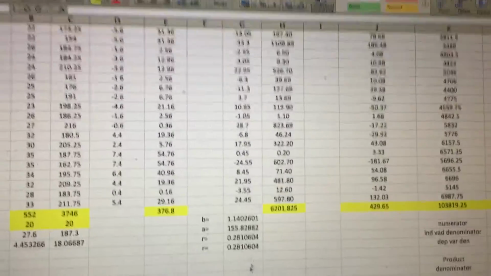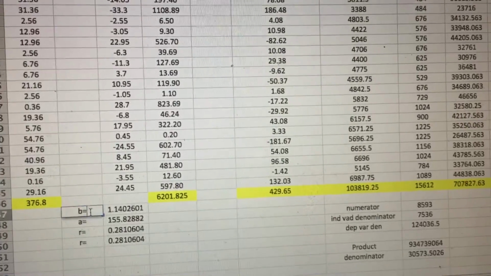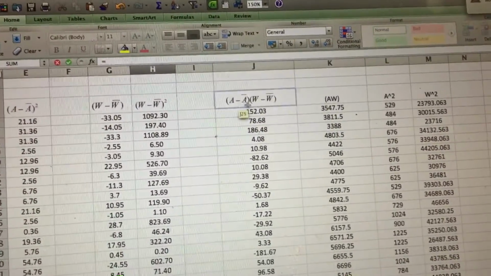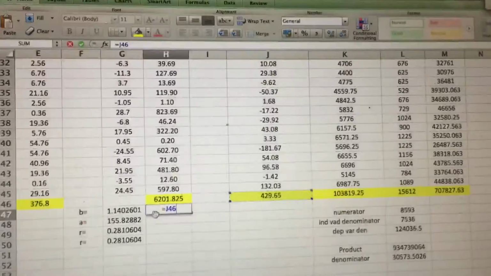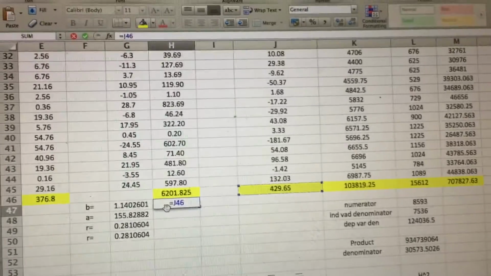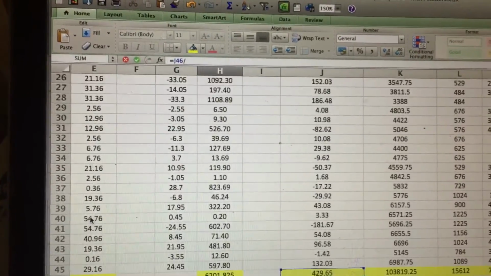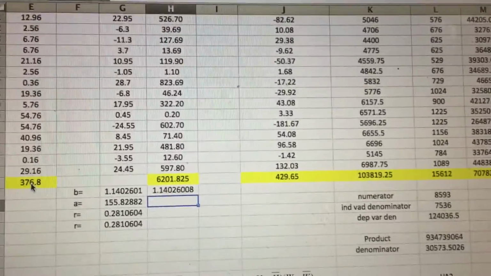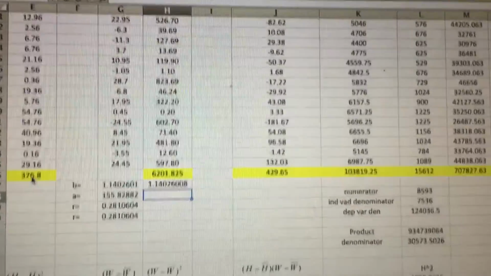So what would be the simpler way? First, title your B equals in this box. Then in this box, I'm just going to do it on this side, you're going to put the equal sign. You're going to get that sum of the age minus age mean and the weight minus the weight mean, right? They were multiplied together. Take that and we're going to divide it by the age minus age mean squared. So easy, right? Okay, so 1.140, right? So that's how we're going to get the B.